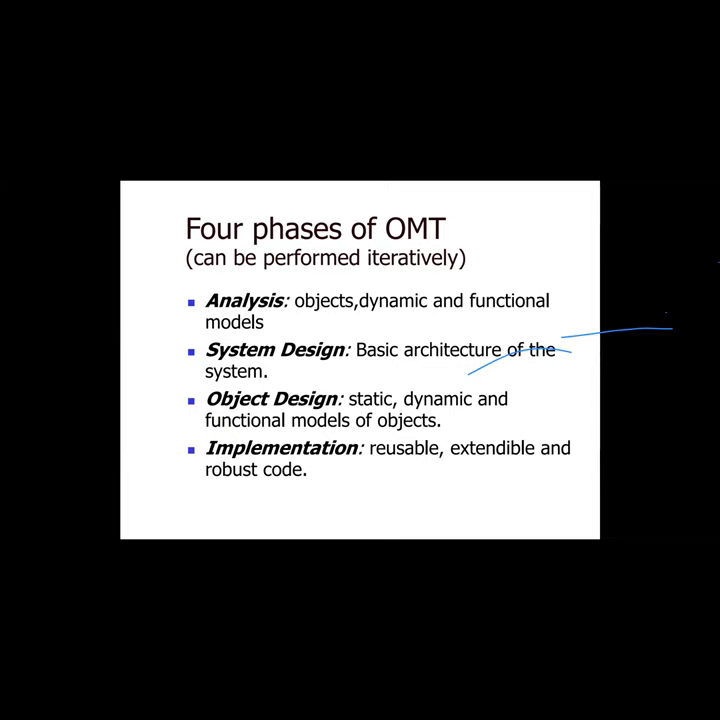Then we have the implementation. Implementation means coding, writing the lines of code according to the given sequence of processes. While writing the code, we also have to think about reusability. If any code should be repeated again and again, we should go for recursive functions, or call by value, call by reference, or pointers, or macro coding, and extensible code.